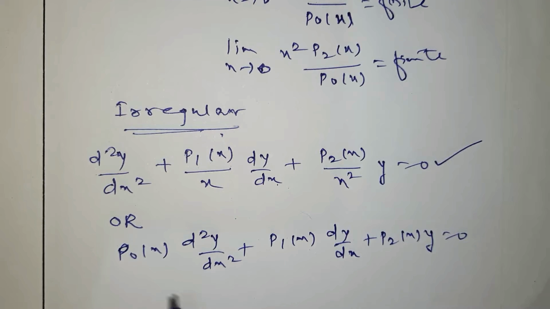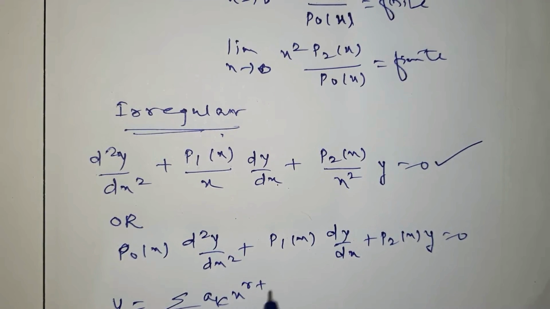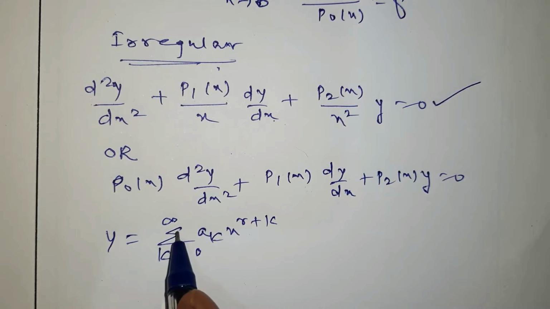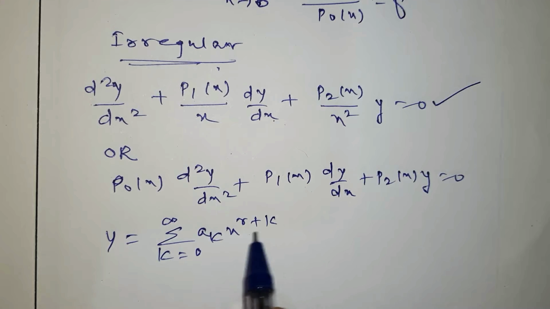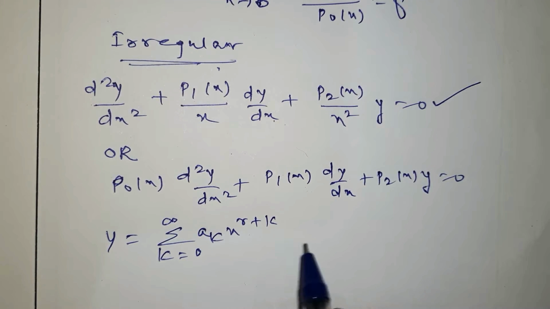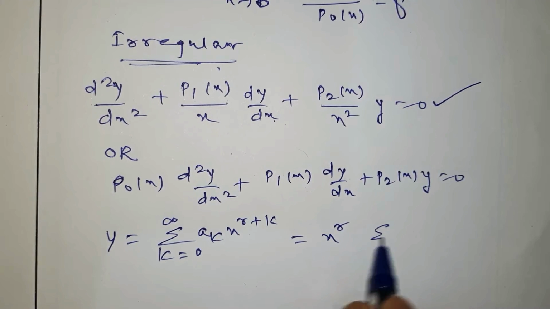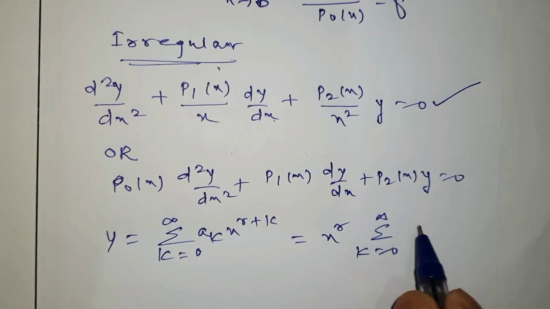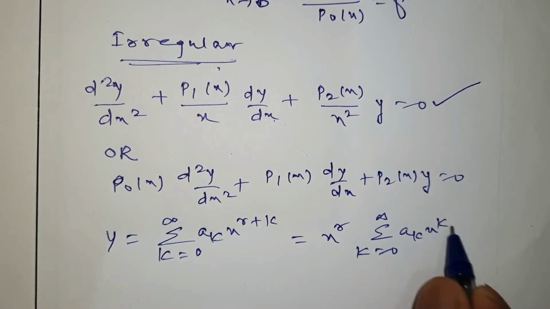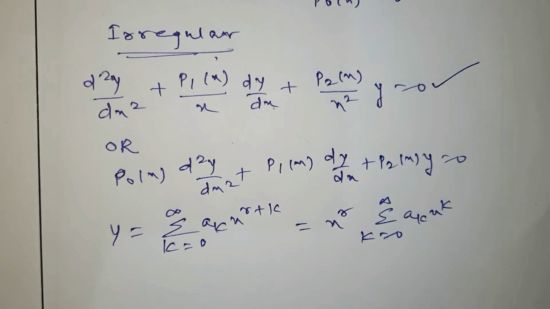So what is that exactly? We take y is equal to summation ak x raised to r plus k, k equal to 0 to infinity. This is the solution. Y is equal to summation k equal to 0 to infinity ak x raised to r plus k, right? Or you may write x raised to r summation k equal to 0 to infinity ak x raised to k. So this y is our answer. We have to find values of a0, a1, a2, everything.